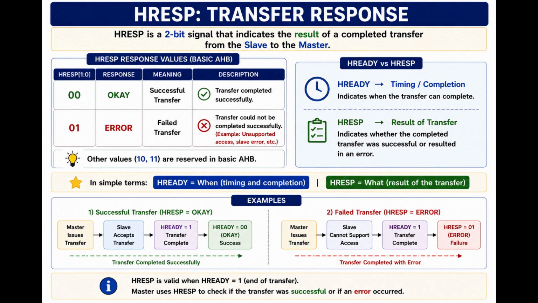Now let's understand HRESP, which tells masters the result of a completed transfer. In the basic AHB interface, HRESP can indicate two responses, OKAY and ERROR. OKAY means the transfer completed successfully. ERROR means that the transfer could not be completed successfully. For example, an error response can occur if the slave cannot support the requested access. So while HREADY tells us when a transfer can complete, HRESP tells us whether the completed transfer was successful or resulted in an error. In simple terms, HREADY is timing and completion, while HRESP is the result of the transfer.